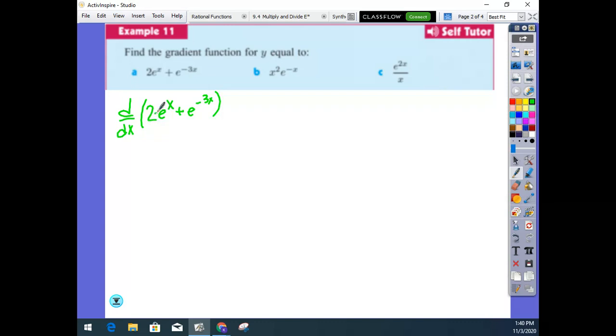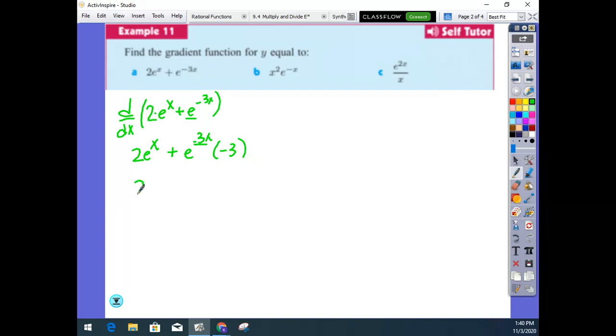of 2 times e to the x, 2 is a coefficient. The derivative of e to the x is just e to the x. So it's still 2e to the x. Plus the derivative of e, it just starts with itself. Everything has to match top to bottom, times the chain rule derivative of the exponent, which is -3.